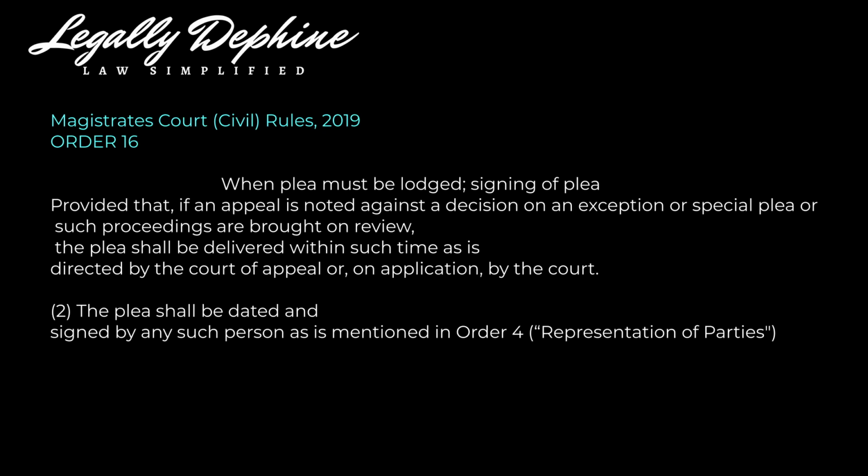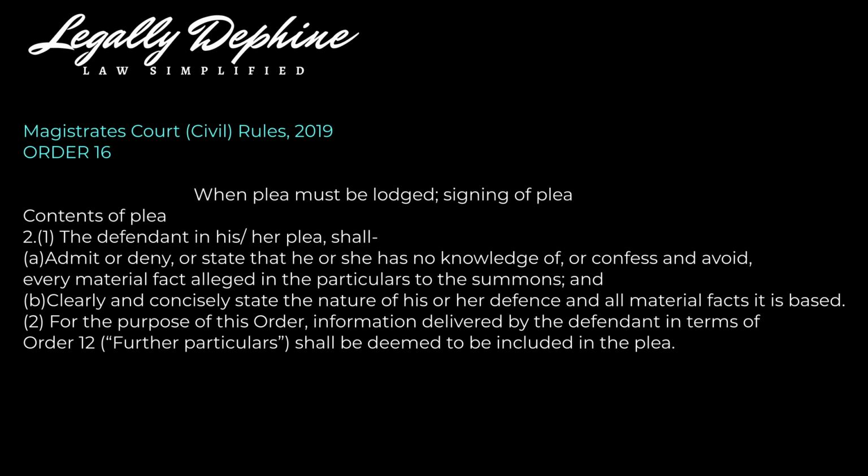The plea shall be dated and signed by any such person as is mentioned in Order 4, representation of the parties. The defendant in his or her plea shall admit or deny or state that he or she has no knowledge of, or confess and avoid, every material fact alleged in the particulars to the summons, and clearly and concisely state the nature of his or her defense and all the material facts on which it is based. For the purpose of this order, information delivered by the defendant in terms of Order 12, further particulars, shall be deemed to be included in the plea.